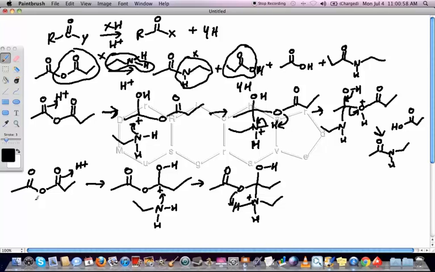Remember now the leaving group is going to be over here. That'll be the Y group now because we're attacking this C double bond O. Sorry, got the H plus up here. Alright, so now we can go ahead and continue with this one.